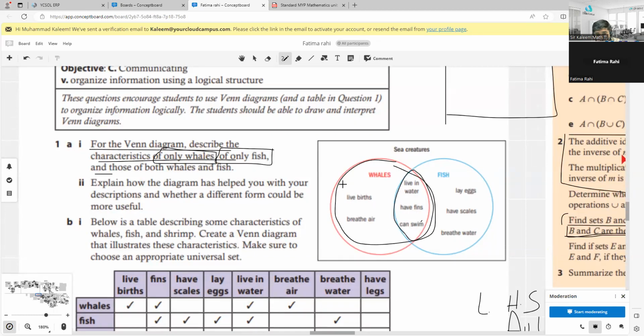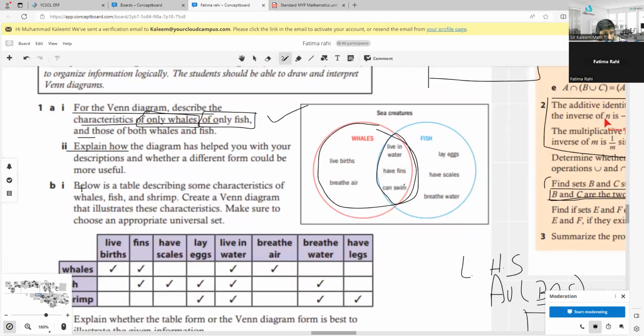Okay. Fatima, did you understand the first question? Yeah. Okay. In question number two, explain how the diagram has helped you with your descriptions and whether a different form could be more useful. Okay, just leave this one because here we just have to give our suggestions.